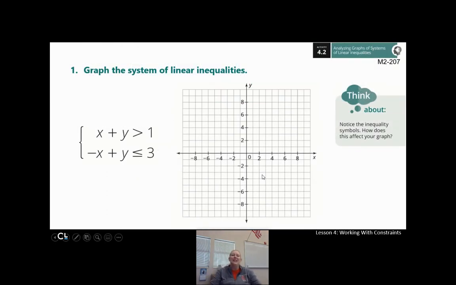So I would like you to start off by graphing the system of inequalities. We're going to take you through step by step, all right? So graph the system of linear inequalities. Go ahead and hit pause to graph both of these, and then hit play when you're ready to check your work.